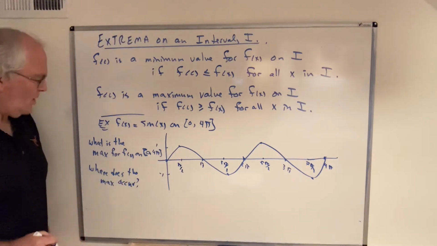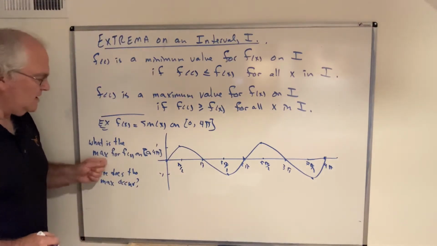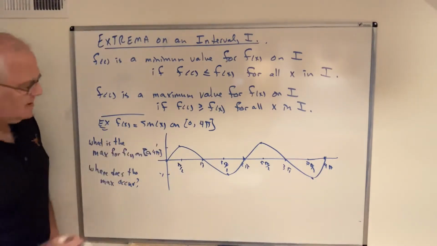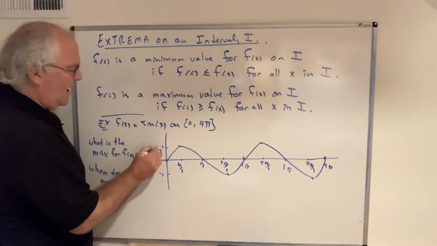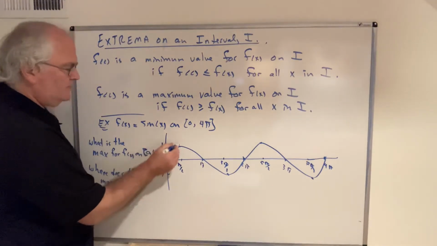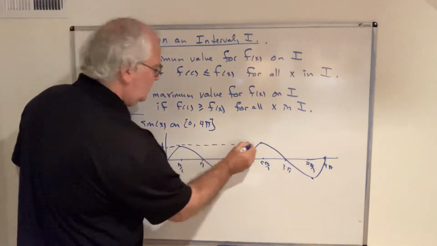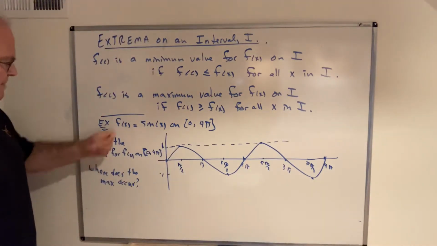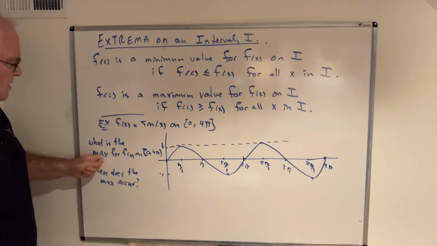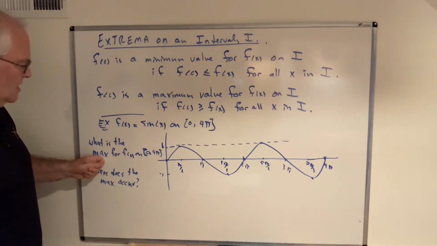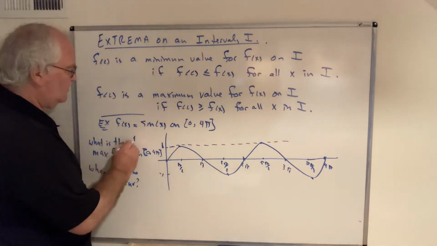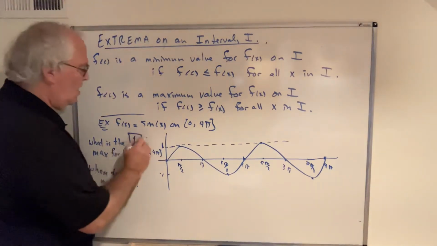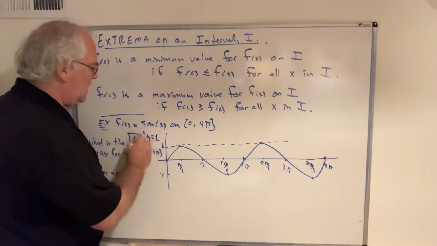Those are two separate questions. What is the maximum value? Your answer needs to be a y coordinate. Well, we know what it is. The maximum value is 1, because that's the highest point on the sine curve, the basic shape of the sine function. So the maximum value is 1. Or if you prefer, you can write y equals 1.